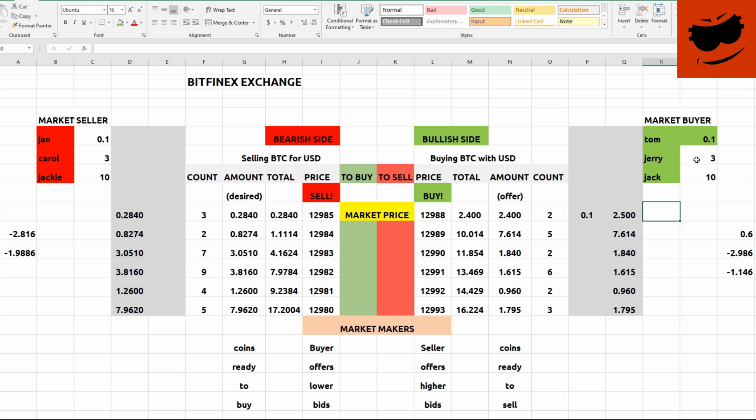Now Jerry comes into the scene, and Jerry wants to buy 3 Bitcoin, right? And because there's still 2.4 coins on offer, Jerry will try to make a purchase at market, and it will go. I will add Tom's in there, so it'll be 3.1. So that's both Tom's and Jerry's purchases.